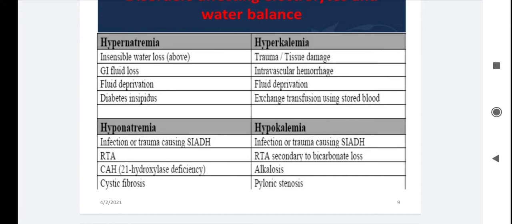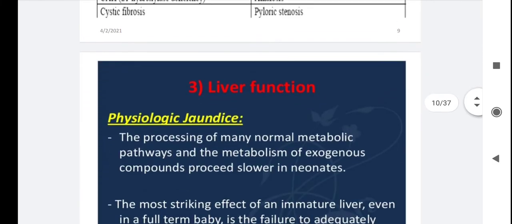For potassium, hyperkalemia may be due to trauma and tissue damage, intravascular hemorrhage, fluid deprivation and exchange transfusion using stored blood. Hypokalemia is due to infection or trauma causing SIADH, renal tubular acidosis secondary to bicarbonate loss, alkalosis and pyloric stenosis.